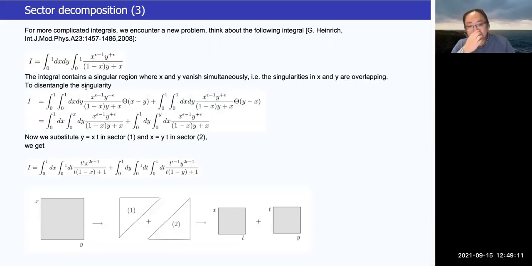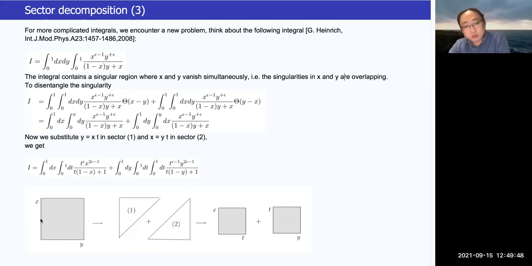And in fact, the name sector decomposition actually comes from this. If you have integrals with more than one integration variable, it's not so easy to read out which piece is causing you the singularities. Basically the singularity comes from the region where x and y both vanish simultaneously. So they call this overlapping of singularities.